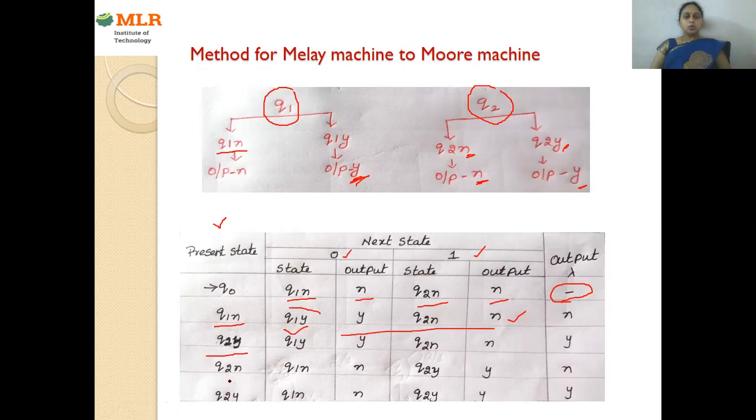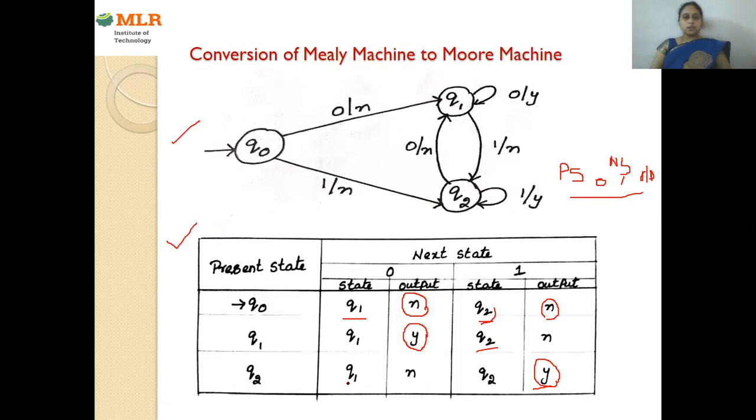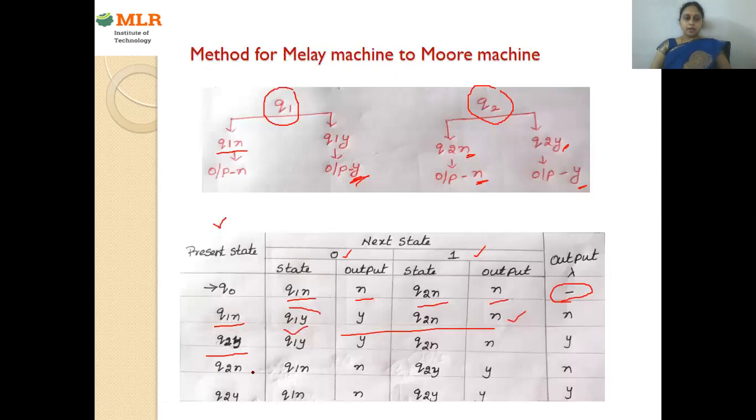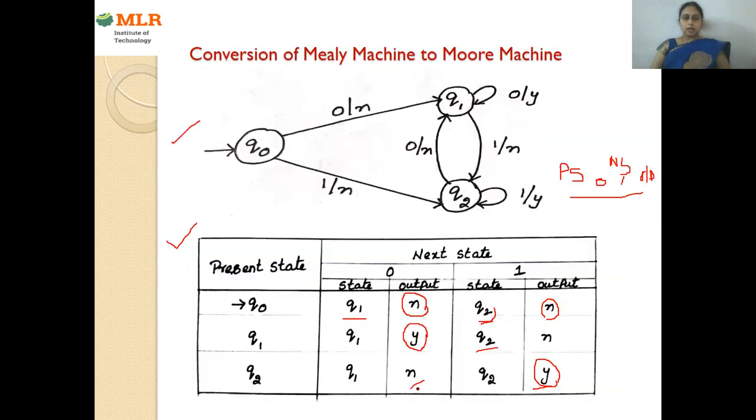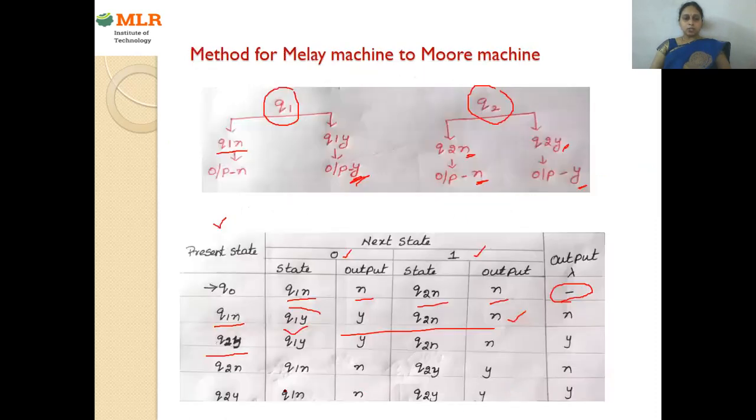Right? Now, Q2N and Q2Y. For this Q2, what are the transitions? Q1N and Q2Y. The output is N, that's why we take Q1N, and the output is Y, that's why we take Q2Y. Now for Q2N, here we are going to have Q1N with N, and Q2Y with Y, and this one we will see later. And for Q2Y, we have Q1N, the output is N, and Q2Y, and the output is Y. The same thing should be repeated for both the states.